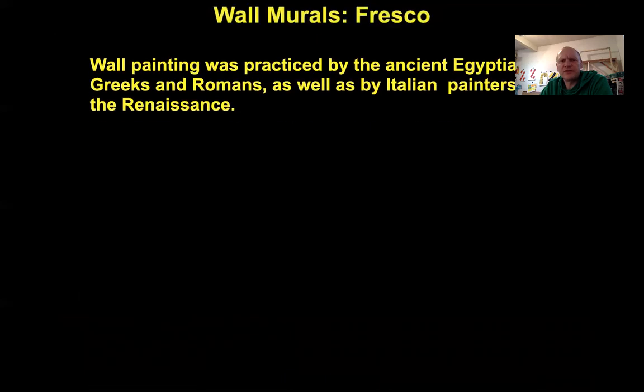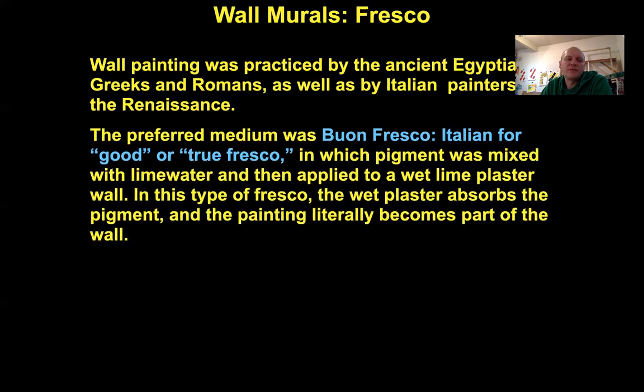All right, frescoes. So wall painting has been practiced by everyone, essentially. And the preferred medium for wall painting is buon fresco. So that means good or true fresco. And that's where you've got pigment mixed into the plaster. So you're taking pigment and mixing it into clay, basically. And so the medium, the binder, is mixed into the pigment just the way we would any other paint.